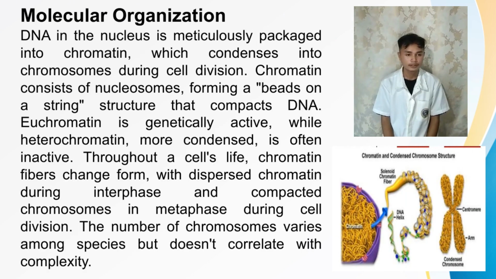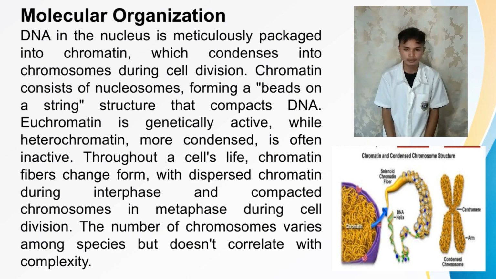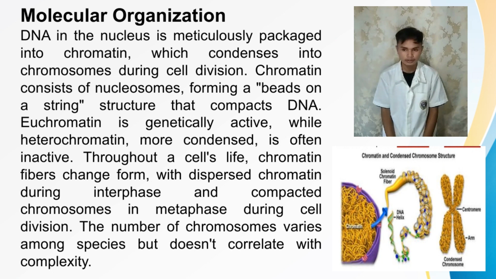Molecular organization. DNA in the nucleus is meticulously packaged in chromatin, which condenses into chromosomes during cell division. Chromatin consists of nucleosomes forming a beads-on-a-string structure that compacts DNA. Euchromatin is genetically active, while heterochromatin, more condensed, is often inactive. Throughout a cell's life, chromatin fibers change form, with dispersed chromatin during interphase and compact chromosomes in metaphase during cell division. The number of chromosomes varies among species but doesn't correlate with complexity.